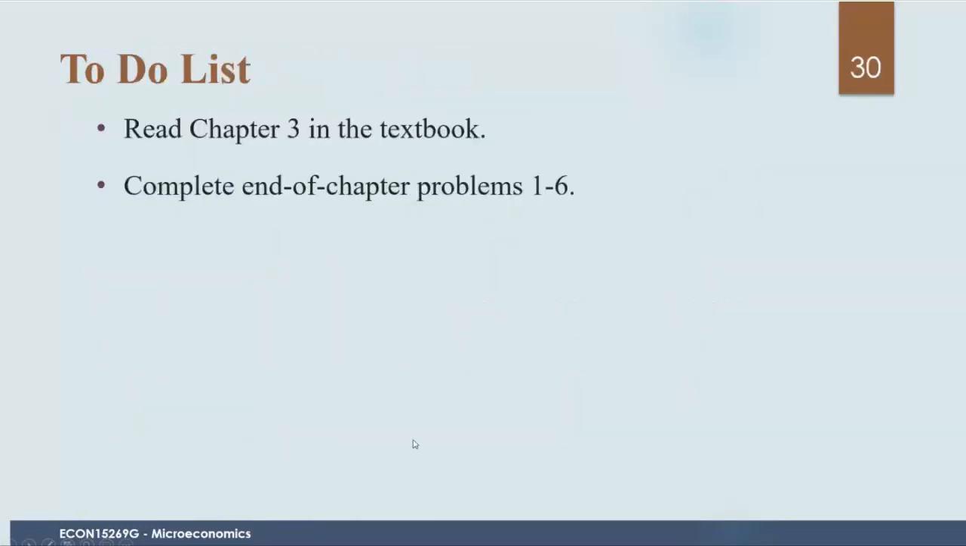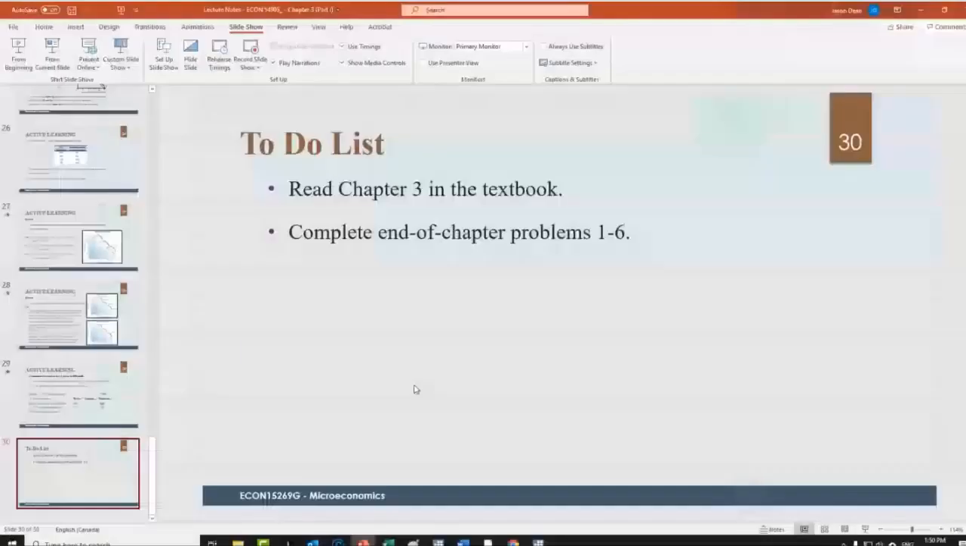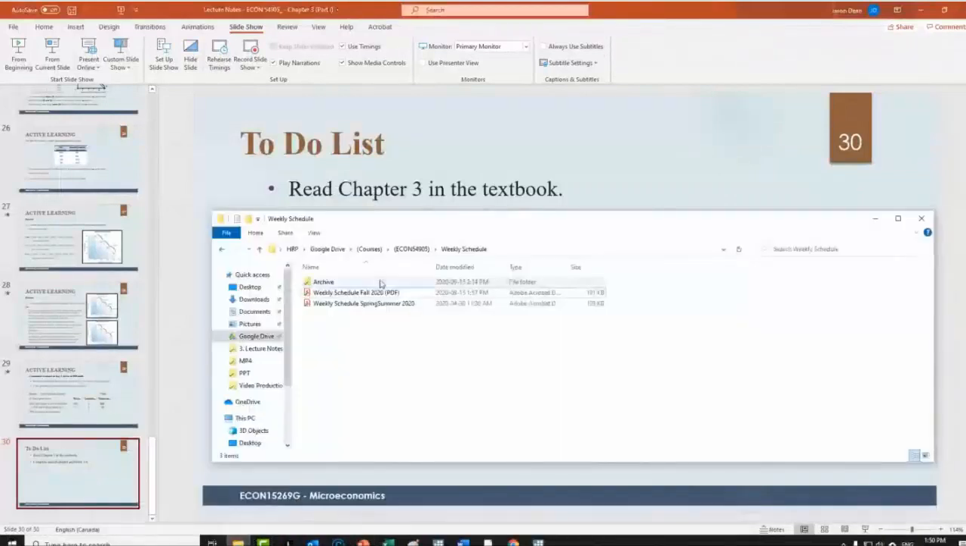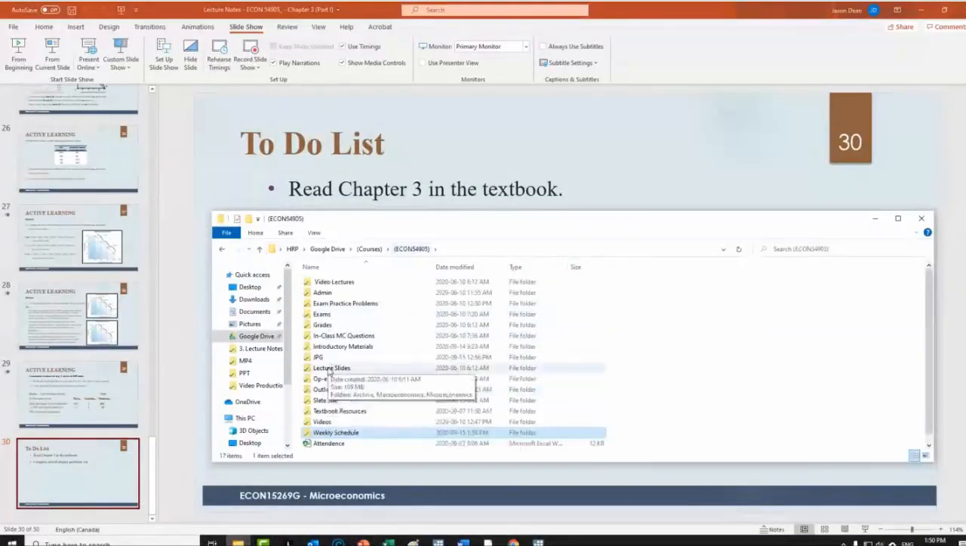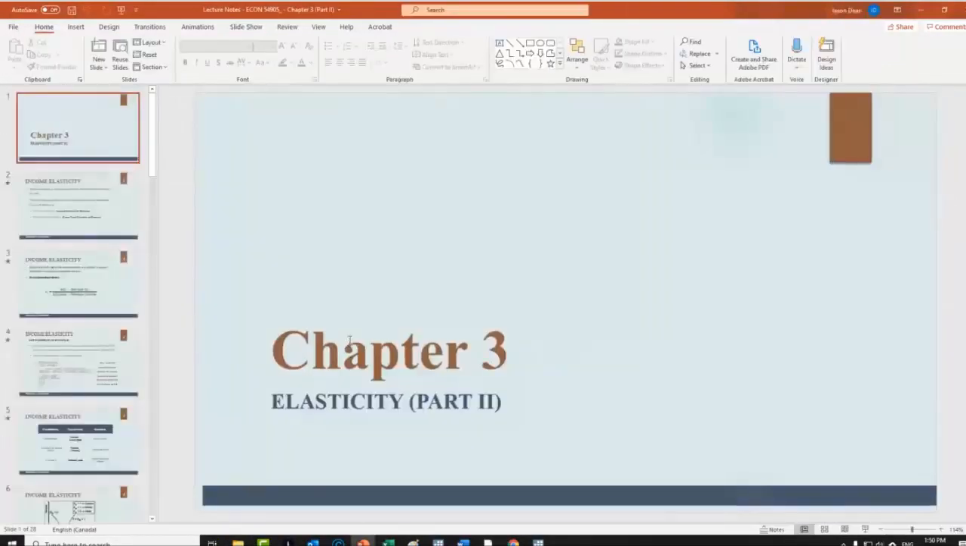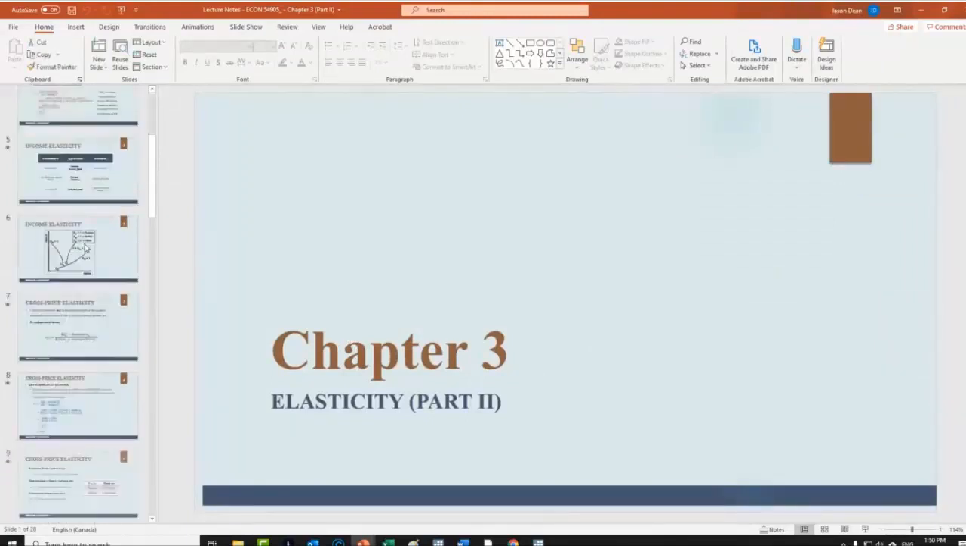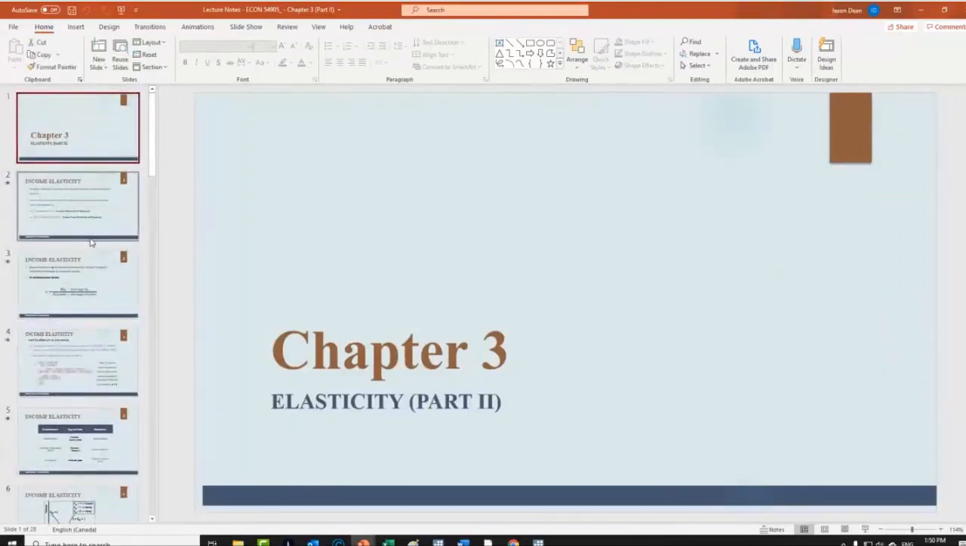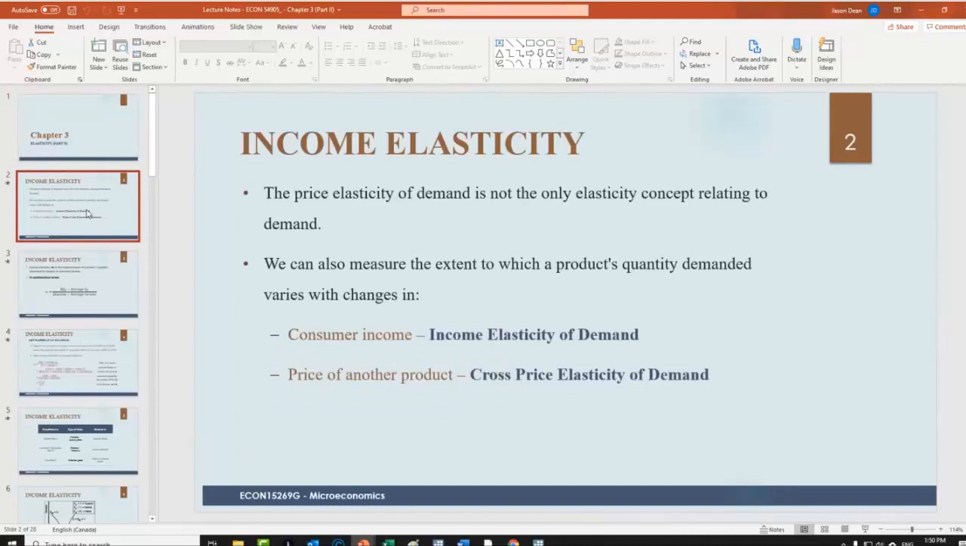Okay, so let's go on to the second part of the elasticity lectures. I'm going to go a little faster this time so we can make sure that we get to at least start some of the stuff on costs. So there are just 2 other elasticity concepts: the income elasticity of demand and the cross price elasticity of demand.